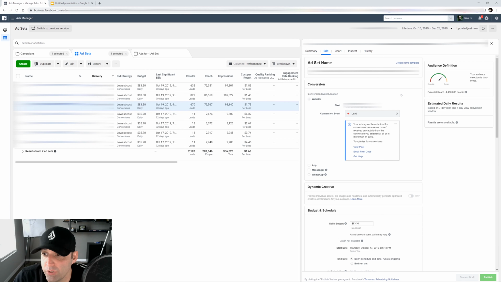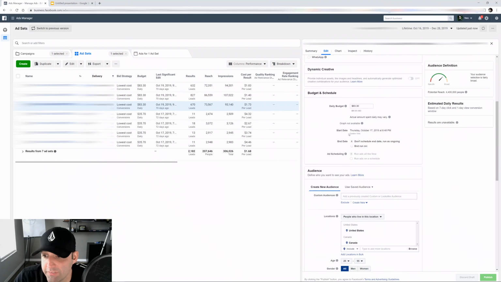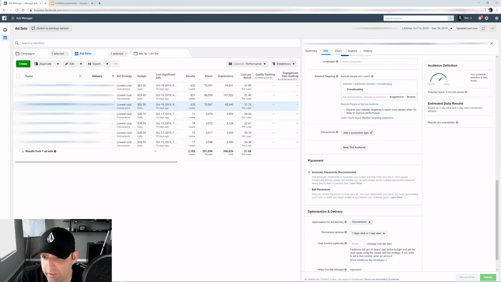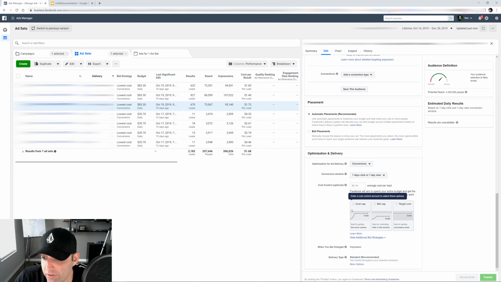So when you go to edit on your ad set level, you're going to see your conversion objective, your budget, your targeting and your placements and all that good stuff. When you get to the bottom, you're going to see this little window that says cost control optional. This is where you input your bid. And if you want to see additional bid strategies, you can go in here and it shows you the different types of bid strategies that you can use.